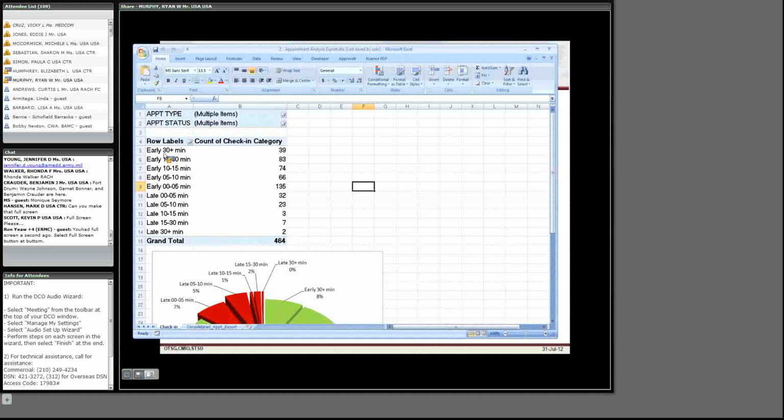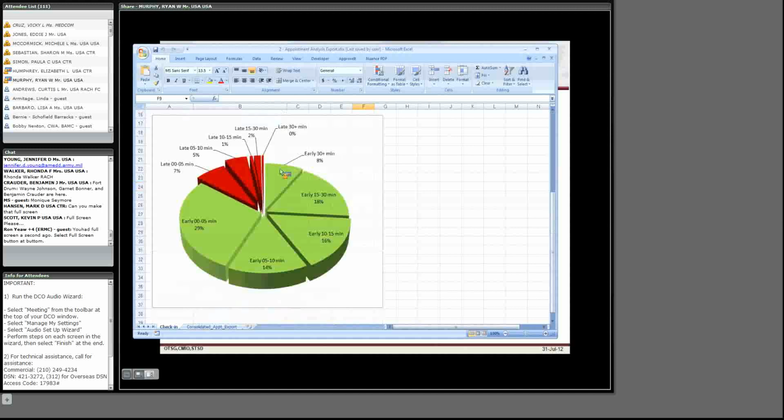And so for this clinic, you can see that the staff and the providers were blaming the clinic being late on the patients showing up late. But you can see from this that the majority of the patients are showing up early, and that's what the green part of the pie represents.